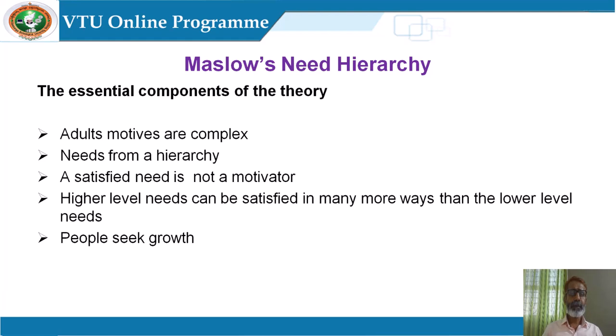The essential components of this theory are, he says that adult motives are complex in nature. The psychological requirement, physiological requirement, and the other. Obviously, each one of us experiences it, and our motives to do something are different and very complex. Then, needs form a hierarchy.